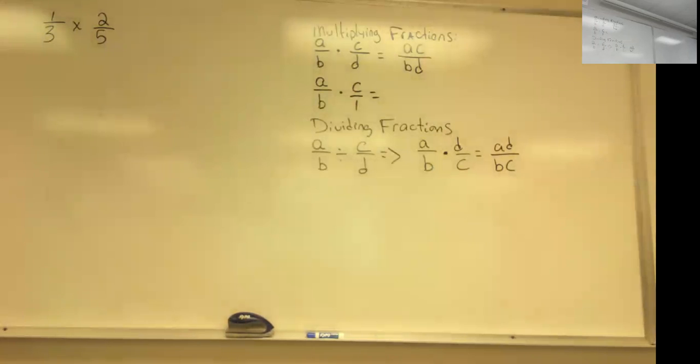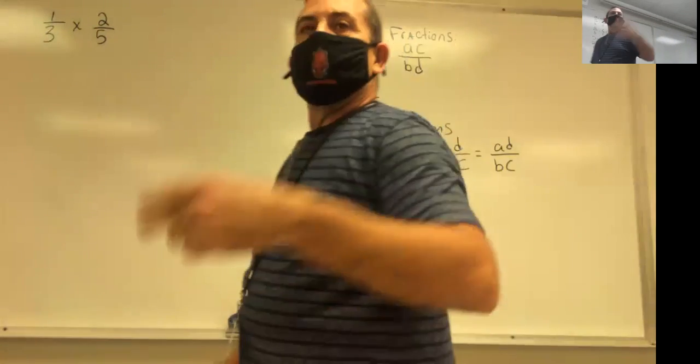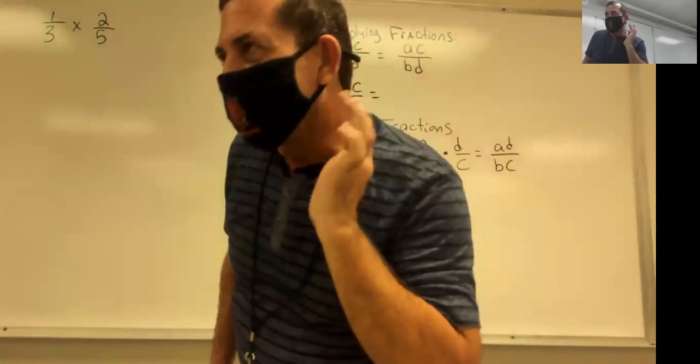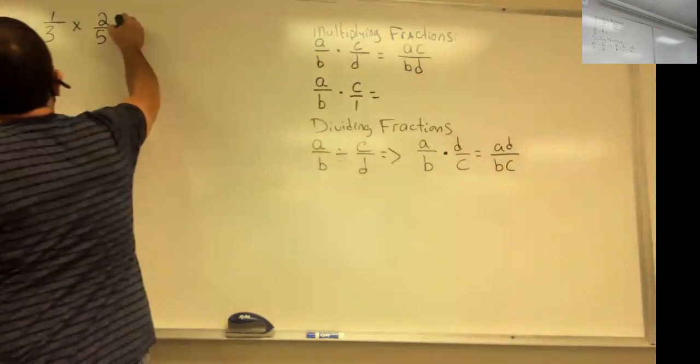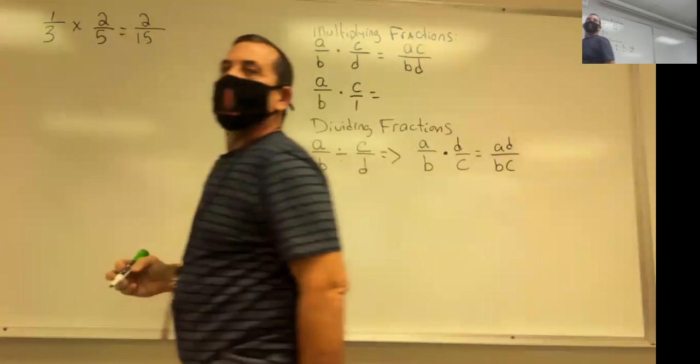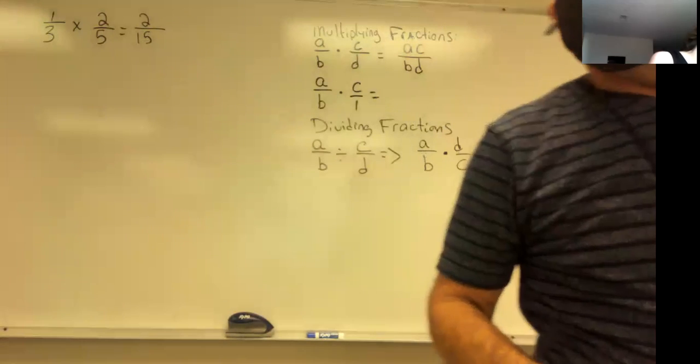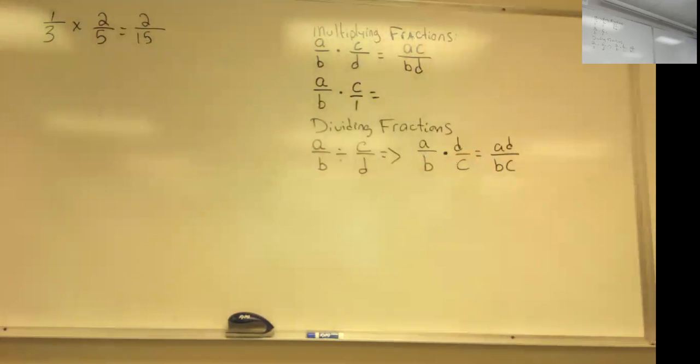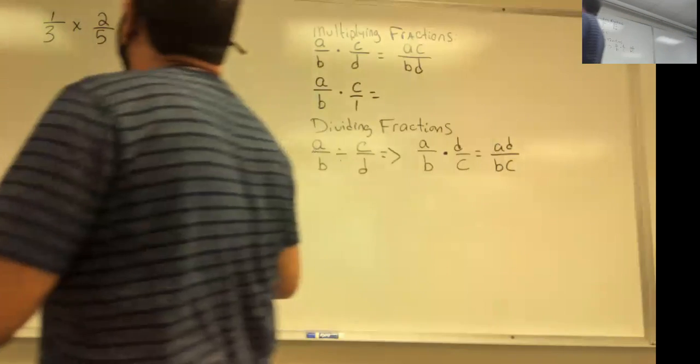Since those have nothing in common, I know when I'm done, I've got my final answer. Okay? And I'll show you one where I can do the reducing I'm talking about. So I multiply straight across: 1 times 2 is 2, 3 times 5 is 15. And 2 over 15 will not reduce, okay? So I'm going to show you the one I was talking about.